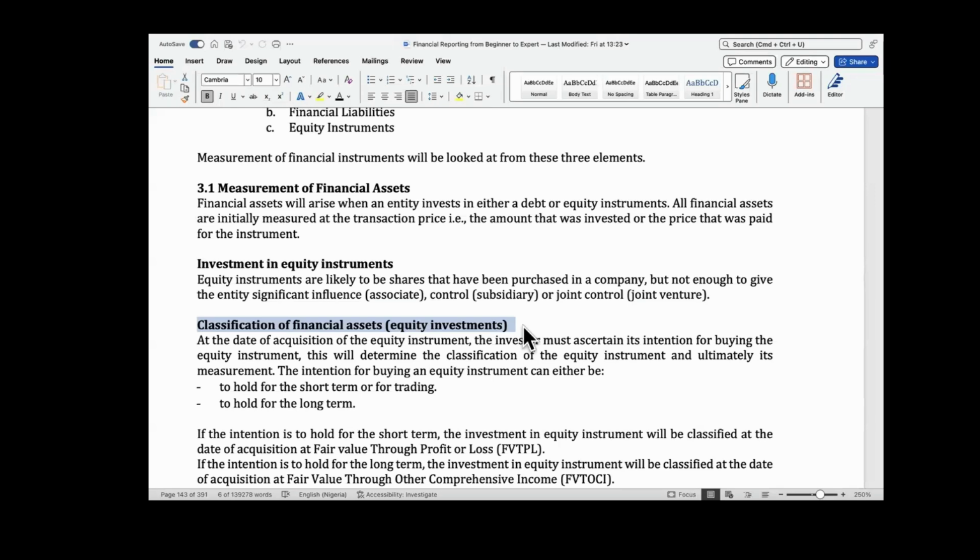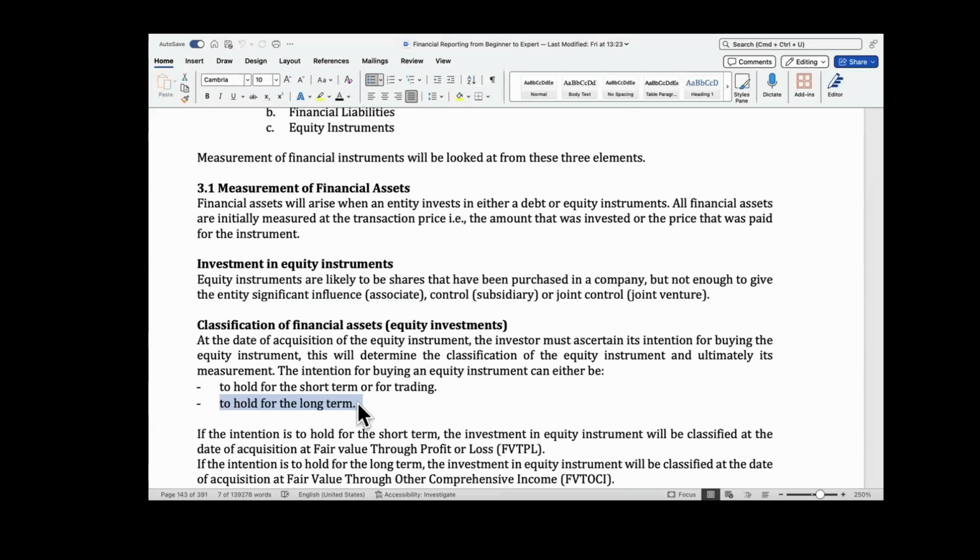which results in what we call classification. And how would this impact? How do you then classify? First, this motive or intention for buying these shares can either be buying it to hold for the short term or for trading, or buying it to hold for the long term. Which means that as soon as you invest in equity, as soon as you buy shares in another company, and you want to account for it, you need to identify your intention. Why did you buy? Because there is more than one reason.